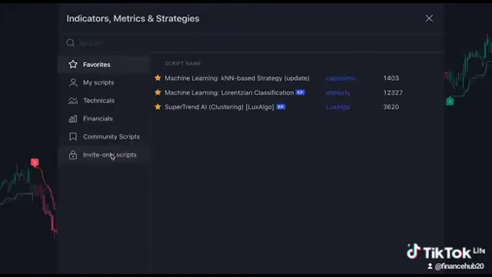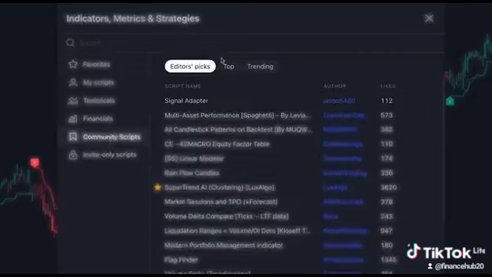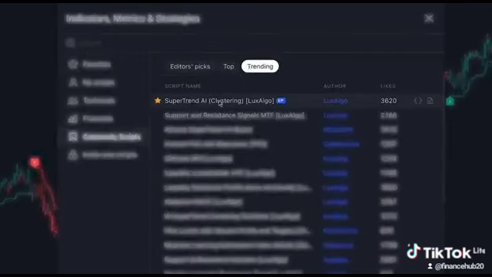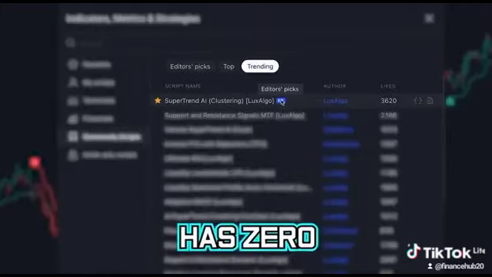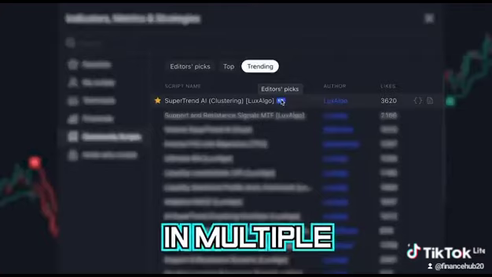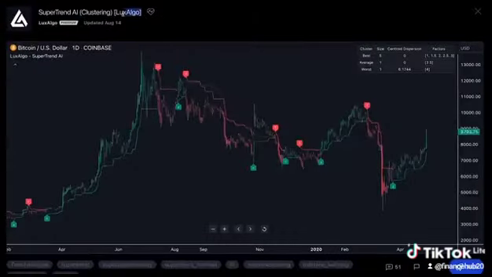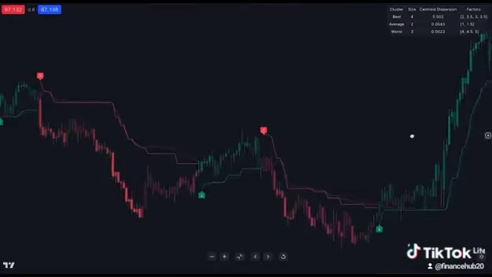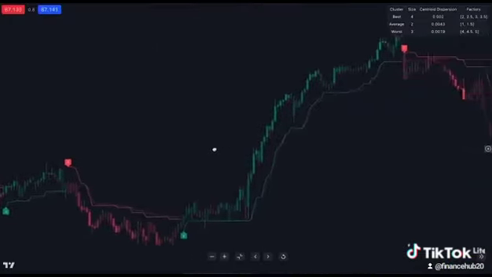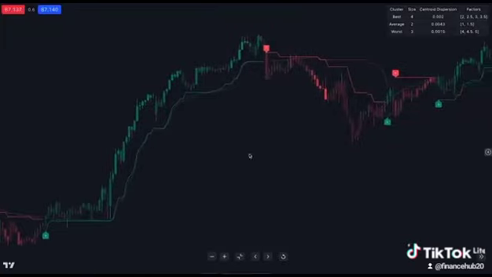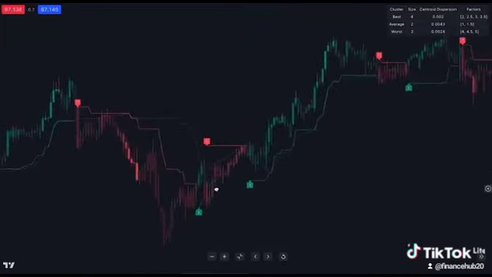The next indicator we are discussing is currently trending number 1 on TradingView trending page, and within the first day of being published has received the editor's pick. This indicator has 0 repainting and can be used in multiple market conditions. The indicator is called Supertrend AI Clustering by LuxAlgo. This indicator is optimized for a mixture of long-term and short-term trading and can adapt to different market conditions easily.